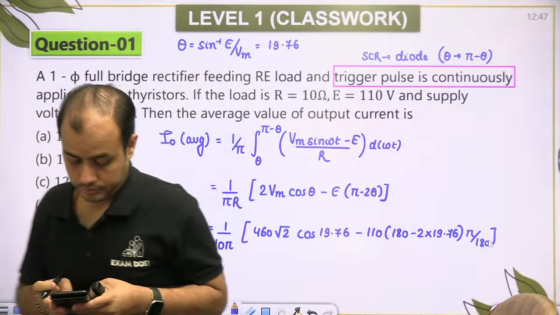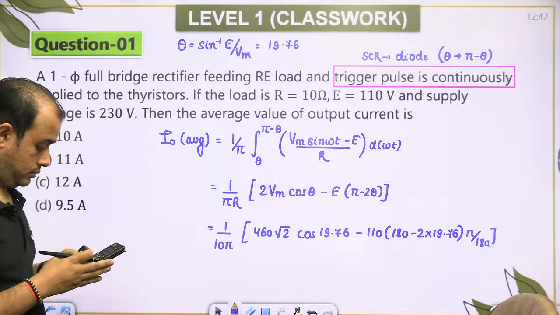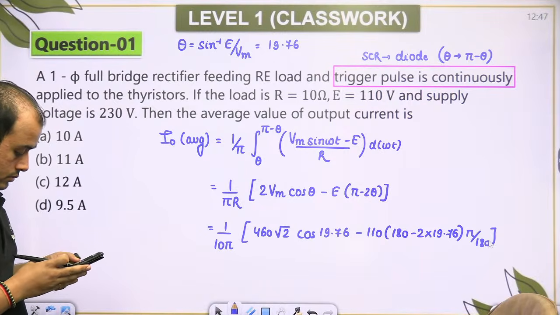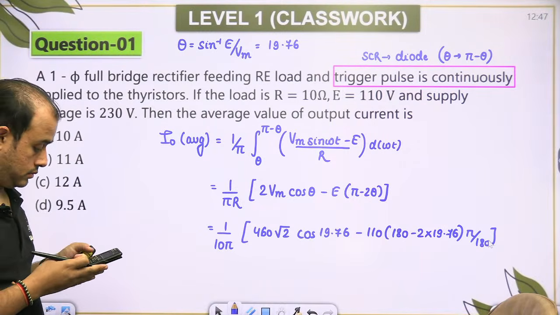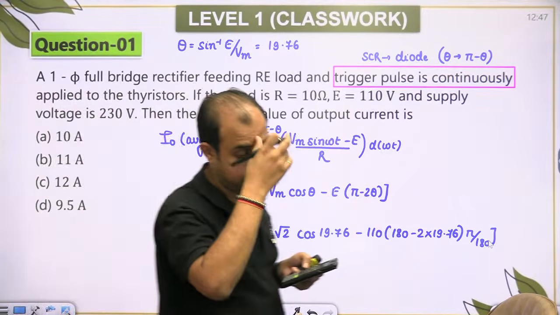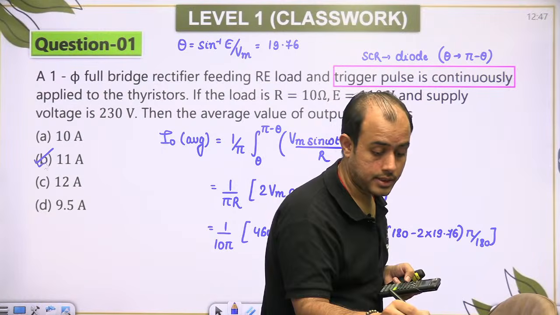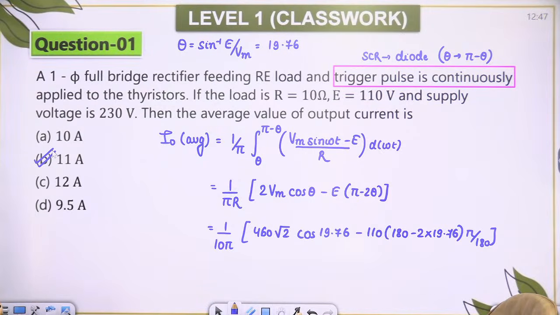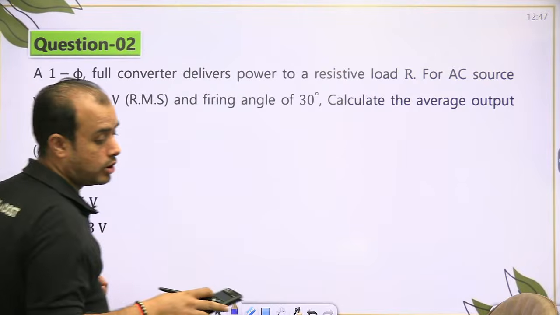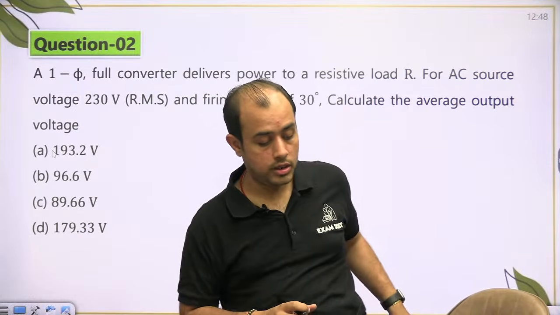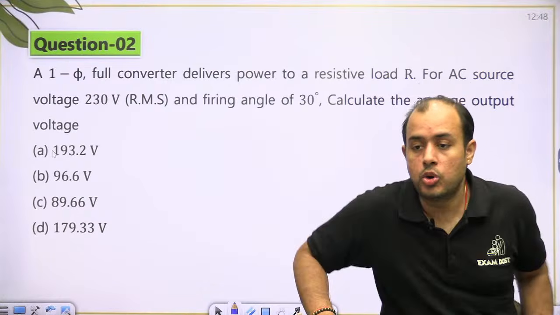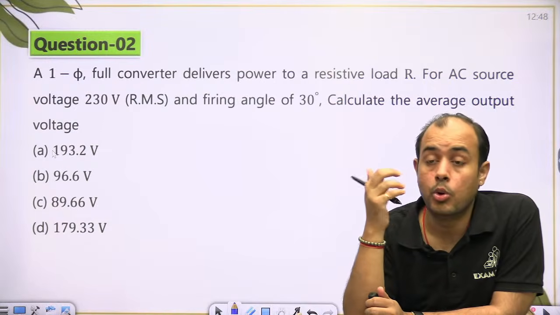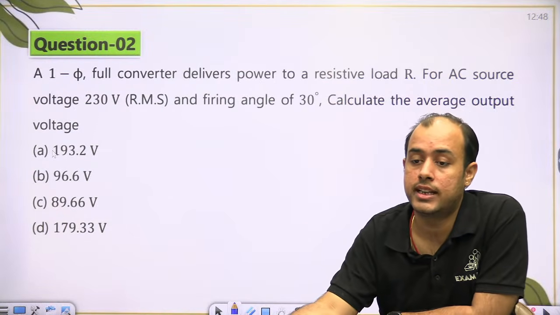Okay. 10.9. So answer would be 11. Very good Bakshi and Subhadeep. चलो next, full converter delivers power to a R load. I need the average output voltage. Beta, full converter with a R load and a semi converter both have the same average output voltage.